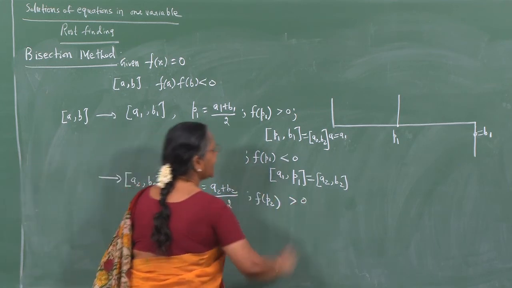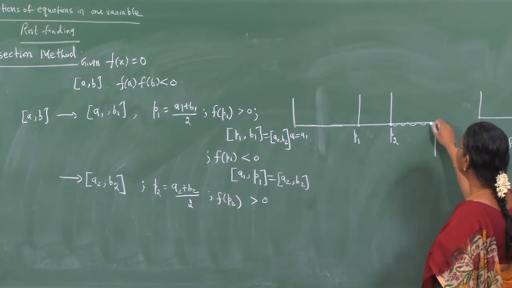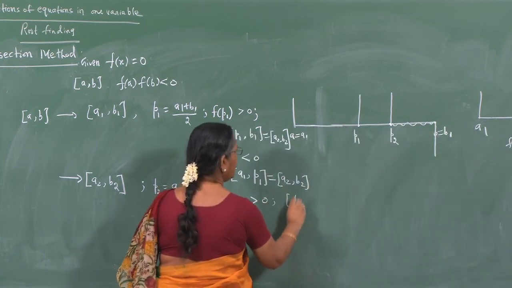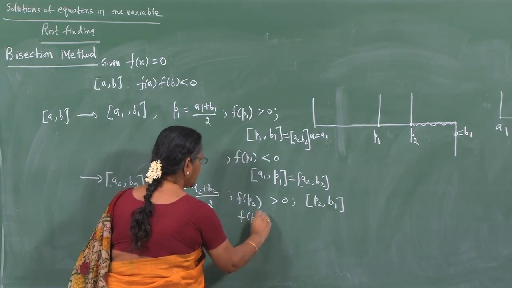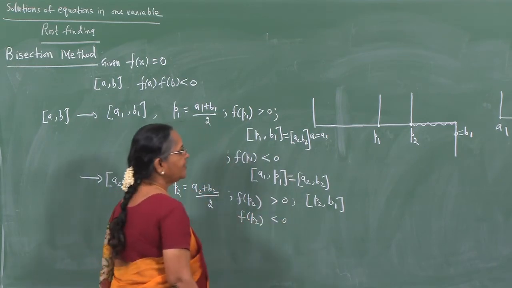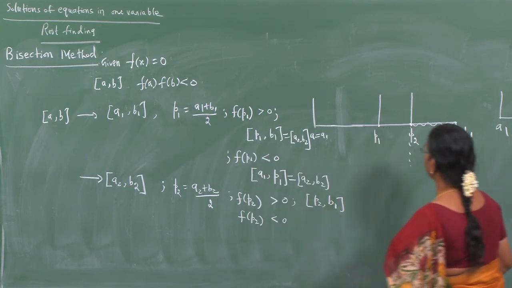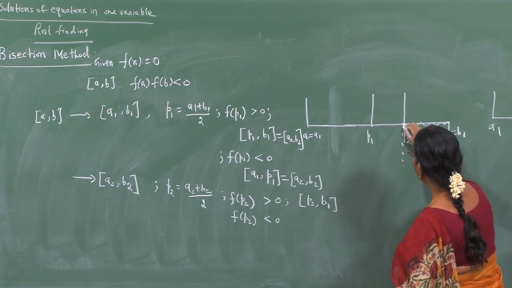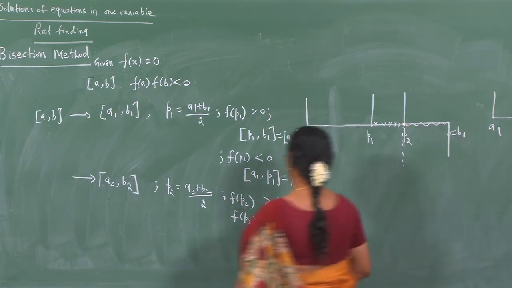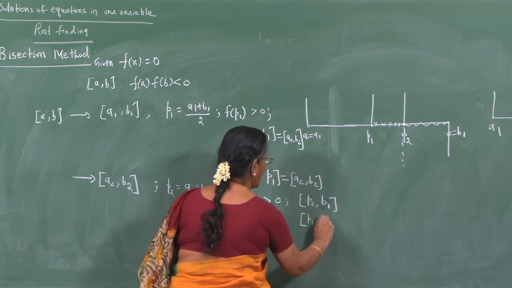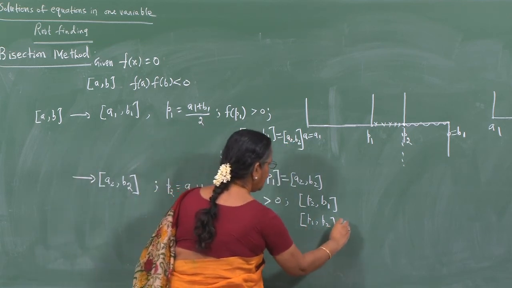Namely, if it is greater than 0, and I observe that f of p2 is greater than 0, and so a root lies in this interval, namely p2 to b1. On the other hand, if f of p2 is negative, then I observe that f of p1 into f of p2 is negative. So, a root lies in this part of the interval. Namely, it is between p1 and p2, but I had called p1 as a2. So, it lies between a2 and p2.